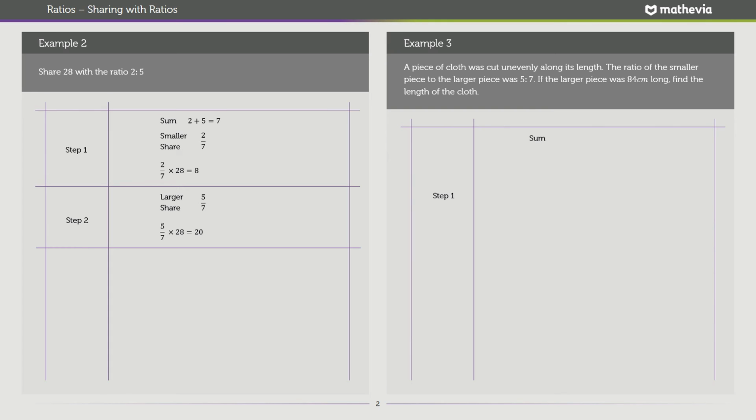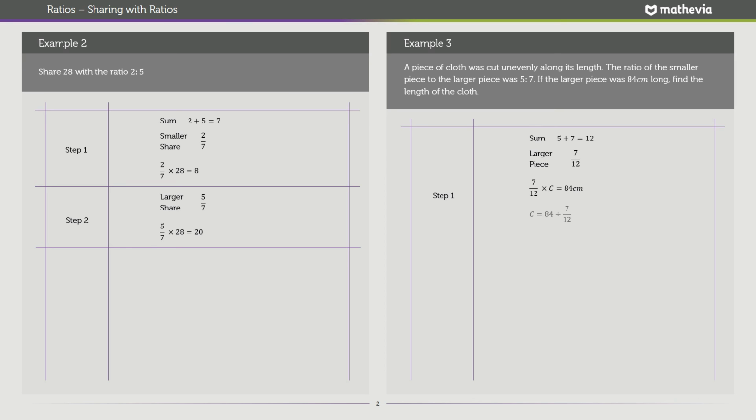Following the same process, the first thing we do is find the ratio sum. We have 5 plus 7, which gives us 12. The fraction for the larger piece would be 7 over 12. And if you recall, when you're sharing with ratio, let's call the length of the cloth C, you would multiply 7 over 12 by the original length of the cloth, and that would give you the length of the larger piece, in this case 84. So 7 over 12 times something gives you 84.